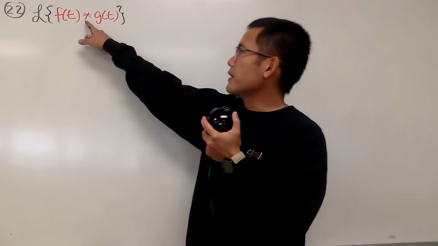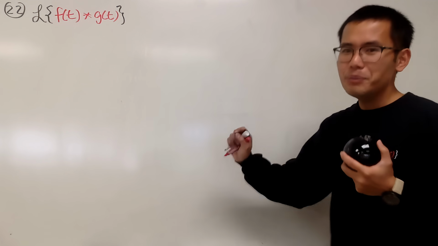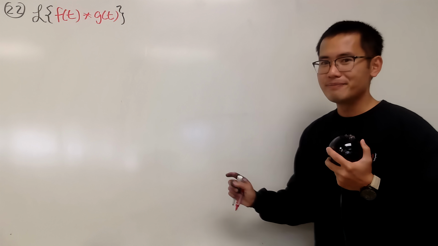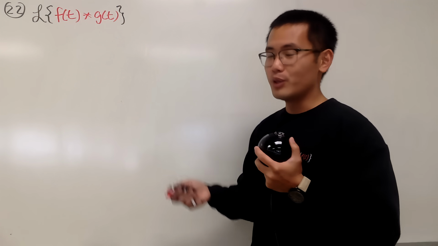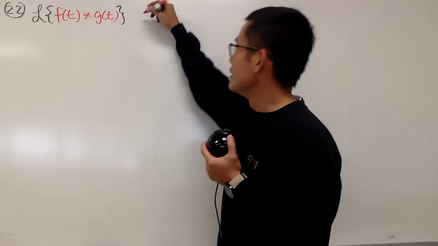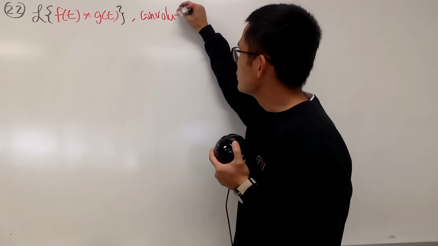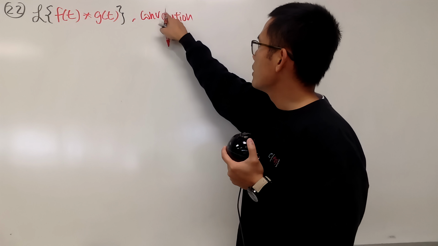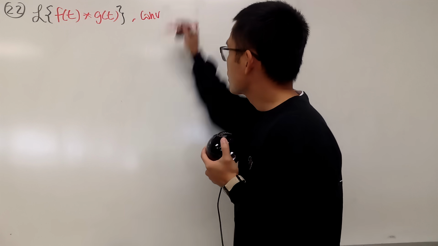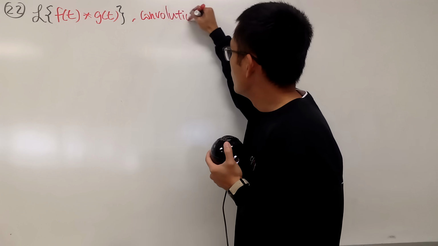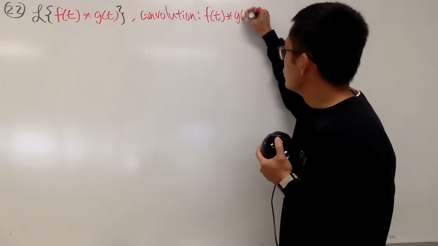However, if you have the convolution inside, it's a different story. You actually end up with something extremely nice in this case. I'll show you guys what that is. But of course, the first thing is to tell you guys the definition of the convolution. So I'll write this down right here. This is called the convolution, and again, f of t star g of t.